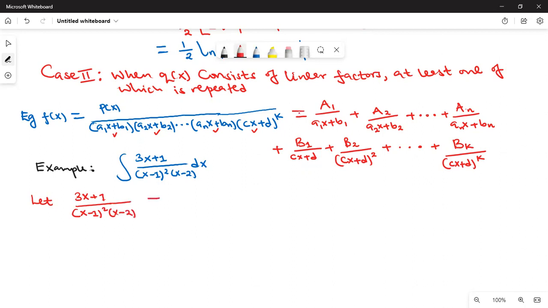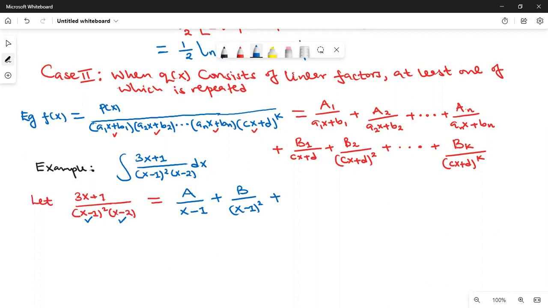This one, let it be equal to. Now, look at this linear factor. Of course, the numerator must be a constant, so it will be something like this. A, we can use A over x minus 1 plus another constant, just use B over x minus 1 squared. The first two fractions correspond to the first linear factor which was repeated twice.